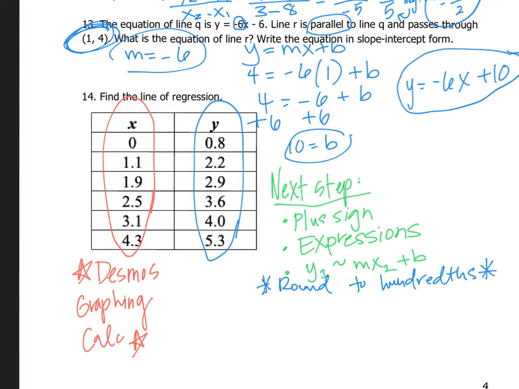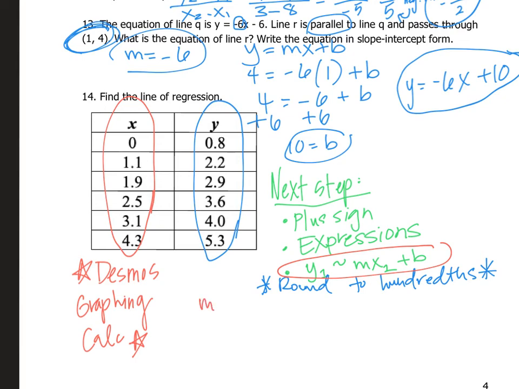Okay, so again, you should have typed that table into Desmos and then you put this formula into a second row in Desmos. When you do that, you see your M and you see your B. So you can write your linear regression, your line of regression, because you have your M and your B. You need to round to the hundredths place, which is the second number after the decimal.